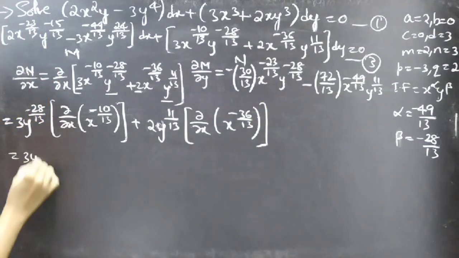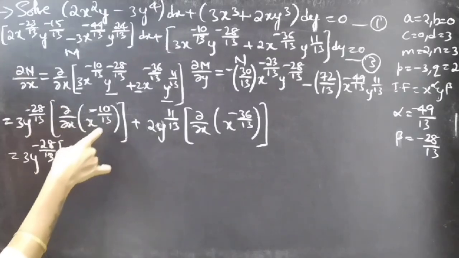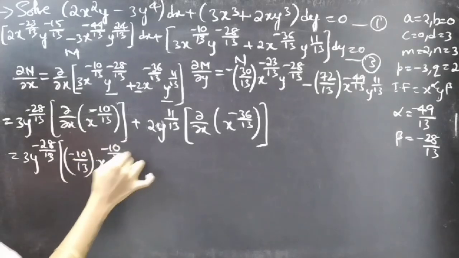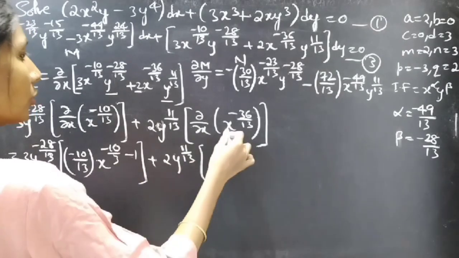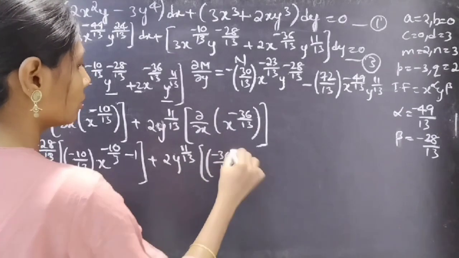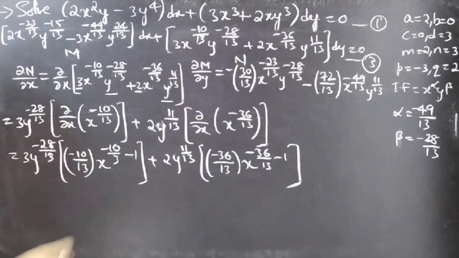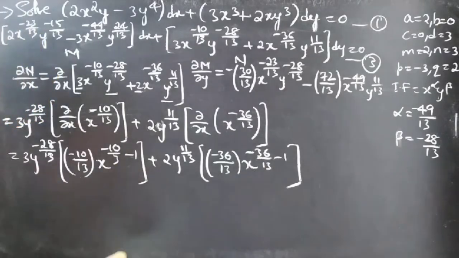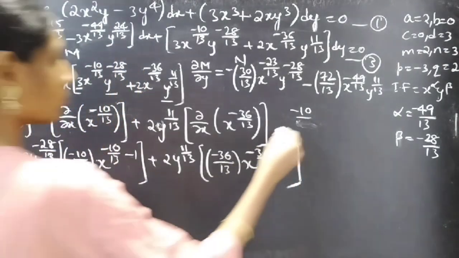This gives us 3y power minus 28 by 13 into partial derivative of x power minus 10 by 13 with respect to x is minus 10 by 13 into x power minus 10 by 13 minus 1, plus 2 into y power 11 by 13 into partial derivative of x power minus 36 by 13 with respect to x is minus 36 by 13 into x power minus 36 by 13 minus 1, which gives us, now we need to simplify minus 10 by 13 minus 1 and minus 36 by 13 minus 1. It's 13, okay, not 3, sorry.